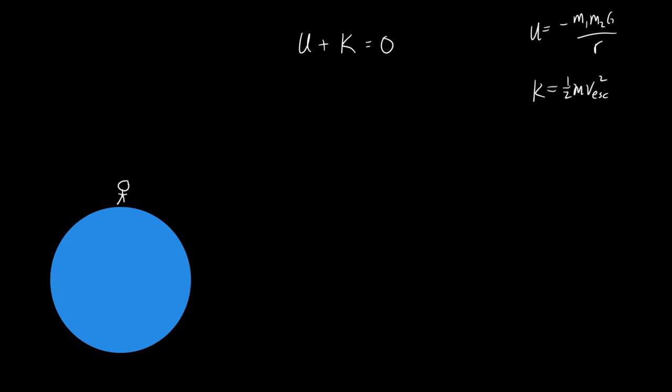So let's see how this might work. It would be the negative mass of you times the mass of the Earth times G, over the radius of the Earth, because we are starting from the radius of the Earth, trying to get to infinity, plus 1/2 the mass of you. I'm giving you the energy. Escape velocity squared equals 0. So if you wanted to calculate the escape velocity, there you go. That's what we would do.